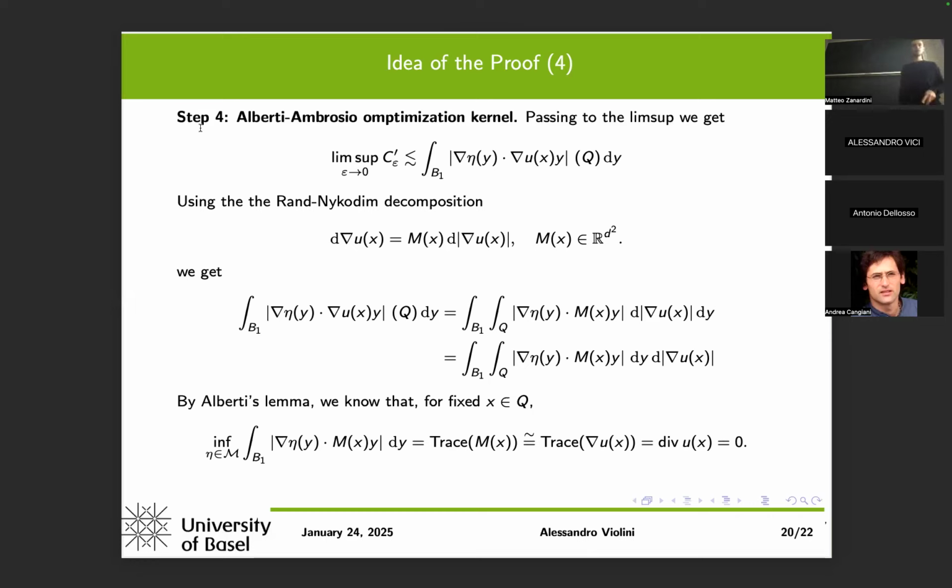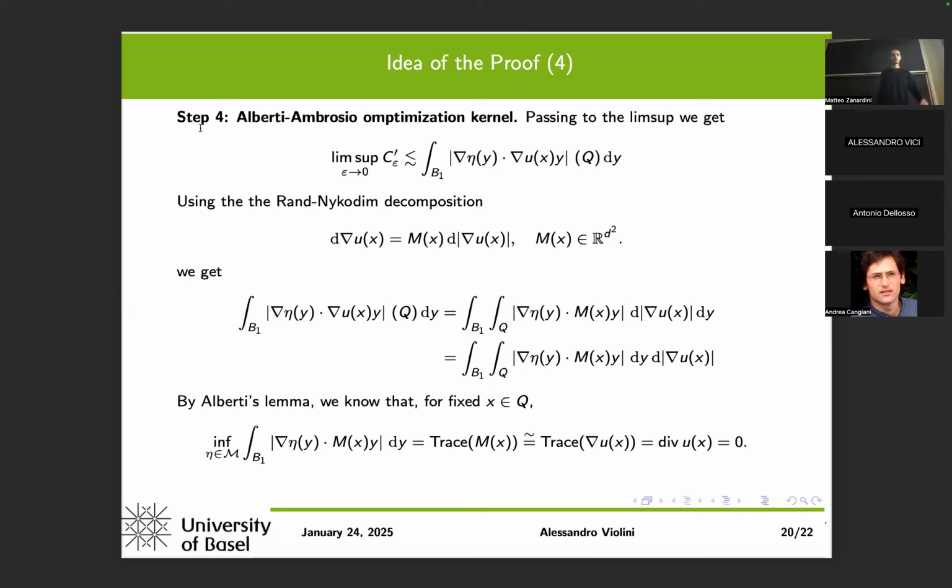So if you try to compute this, you will discover that by Alberti's lemma, this is equal to the trace of mx. And then the trace of mx you can prove by a simple argument. It's simply the trace of the gradient of ux, more or less. And the trace of the gradient is the divergence, and so it's 0.